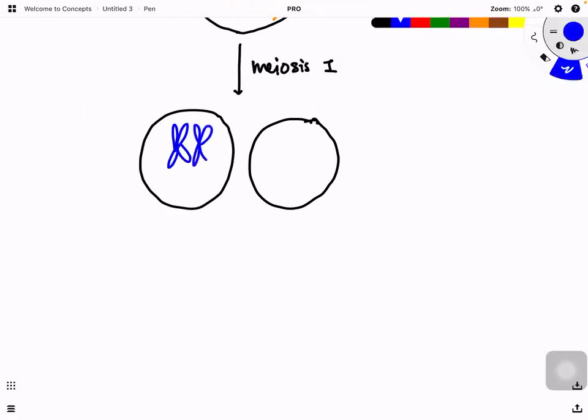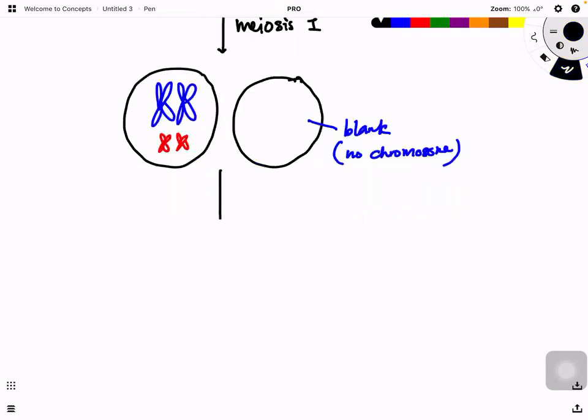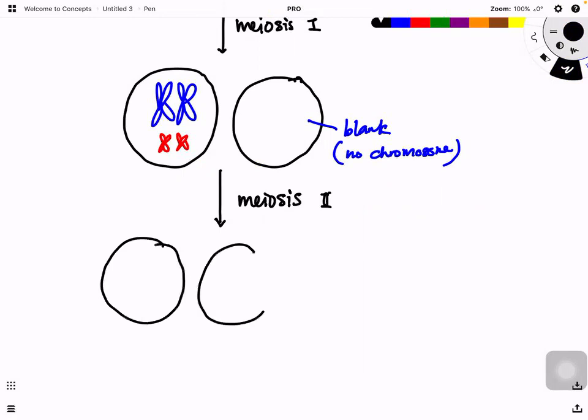Two red chromosomes actually move to one side. Another one is actually blank, with no chromosome. Can you see that? So, let's say everything takes place at the end of meiosis 2, then you're going to get 2 cells or 2 gametes.